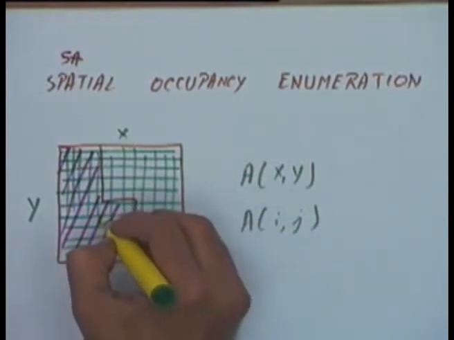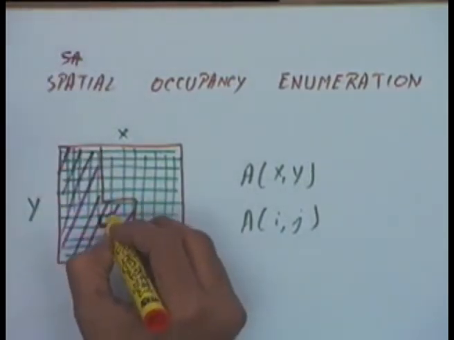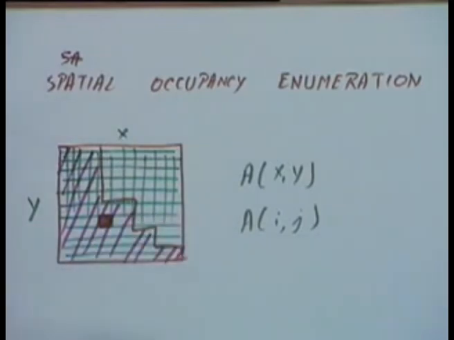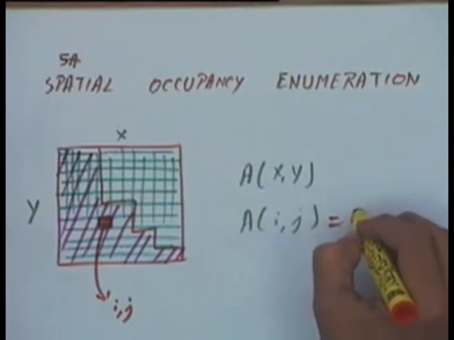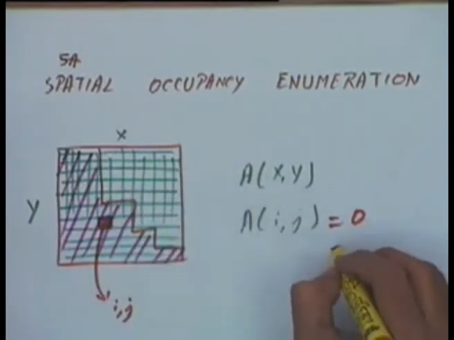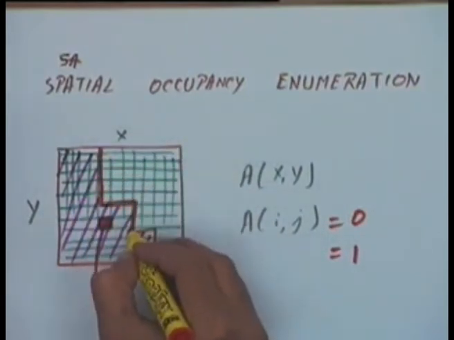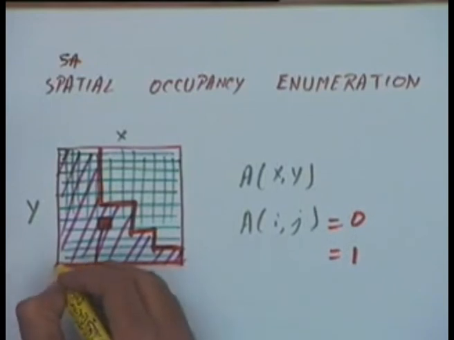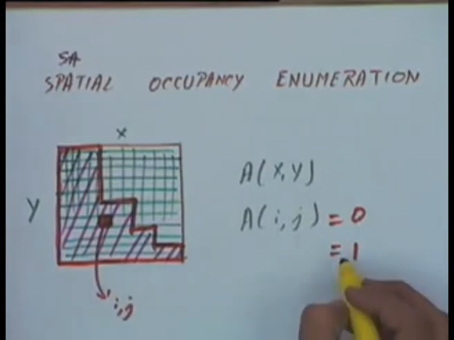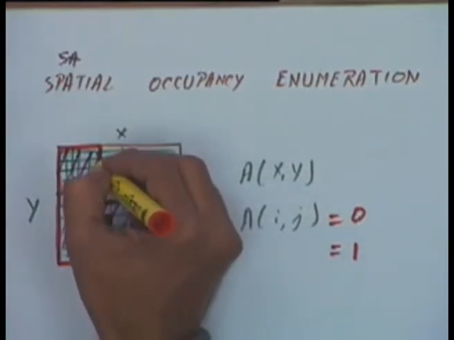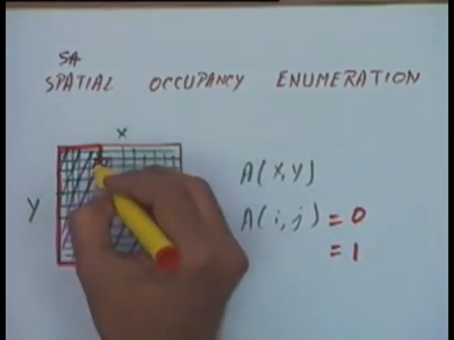Let's say ij is this square. A of ij will be equal to 0 if it is outside the surface, and equal to 1 if it is inside the surface. The surface is defined in this case by this boundary. We obviously have a problem if my square is partly inside and partly outside, if it is something like this.